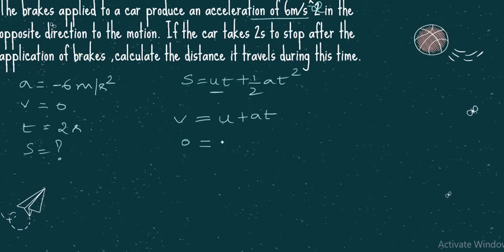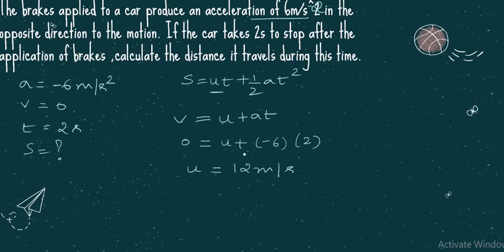It is 0. And what is u? You don't know, I have to take that as such. And a as minus 6 and t as 2. So I will get u is equal to 6 into 2, that is 12. So it is meter per second. That is, u value is 12 meter per second.